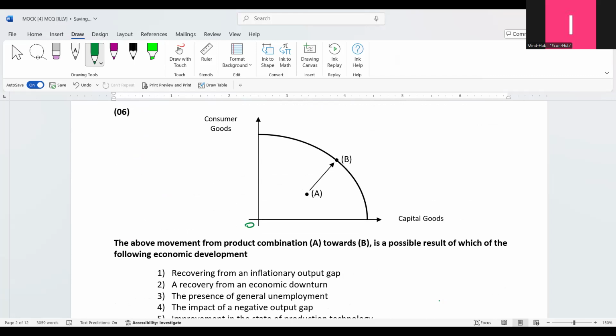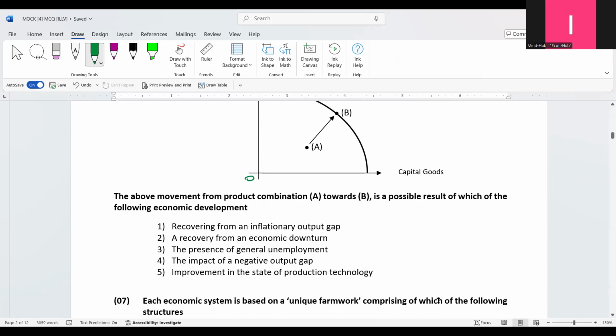Consumer goods, the movement is from A to B. And there's a movement from A to B, which seems to indicate that output of both consumer and capital goods are increasing. The above movement from combination A towards combination B is a possible result of which of the following economic developments?